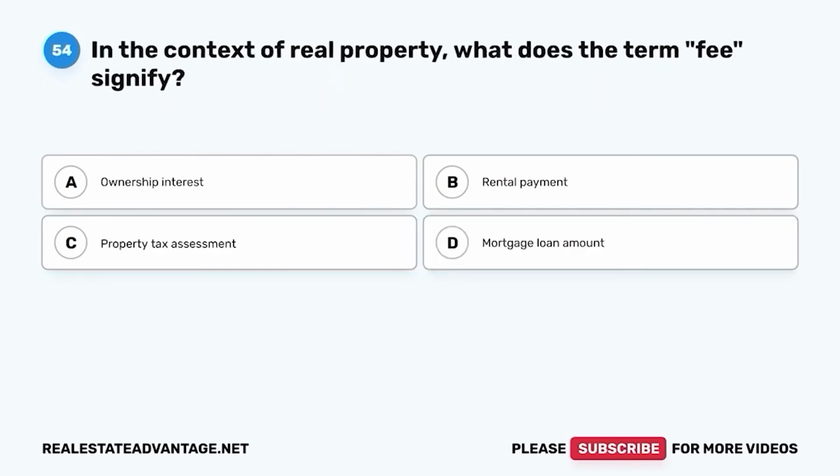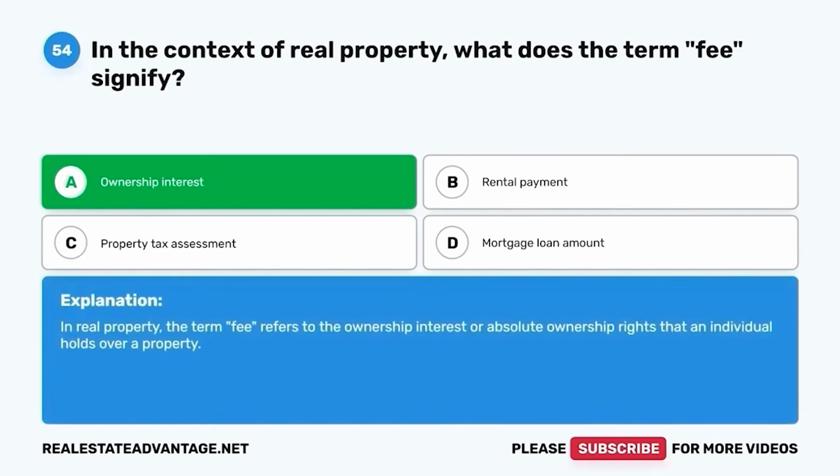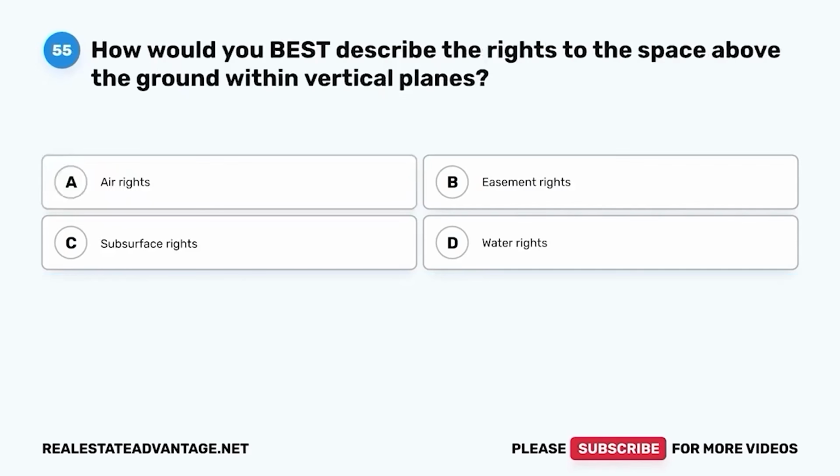Question 54. In the context of real property, what does the term fee signify? A. Ownership interest. B. Rental payment. C. Property tax assessment. D. Mortgage loan amount. The correct answer is A. Ownership interest. In real property, the term fee refers to the ownership interest or absolute ownership rights that an individual holds over a property.